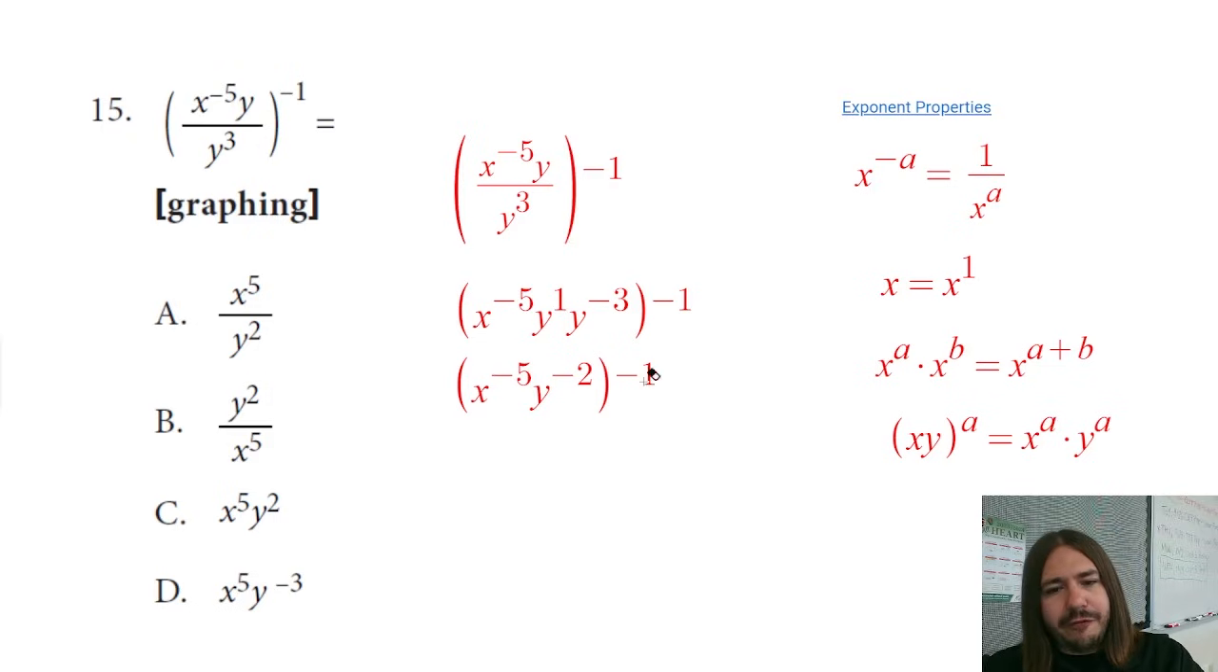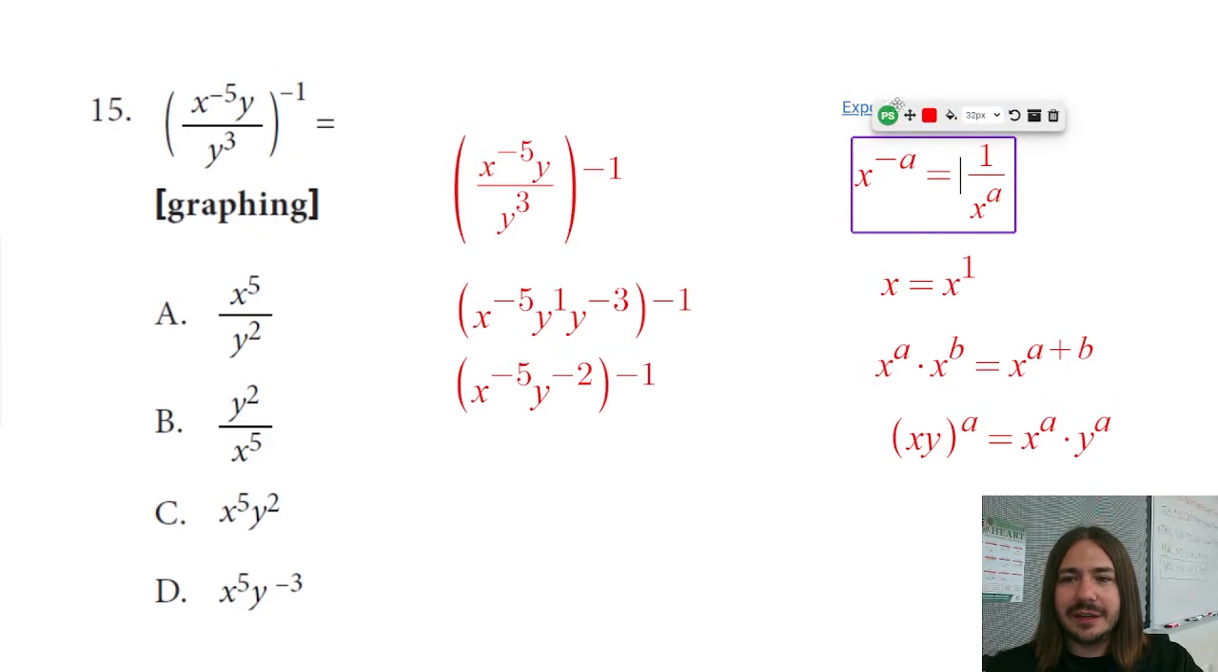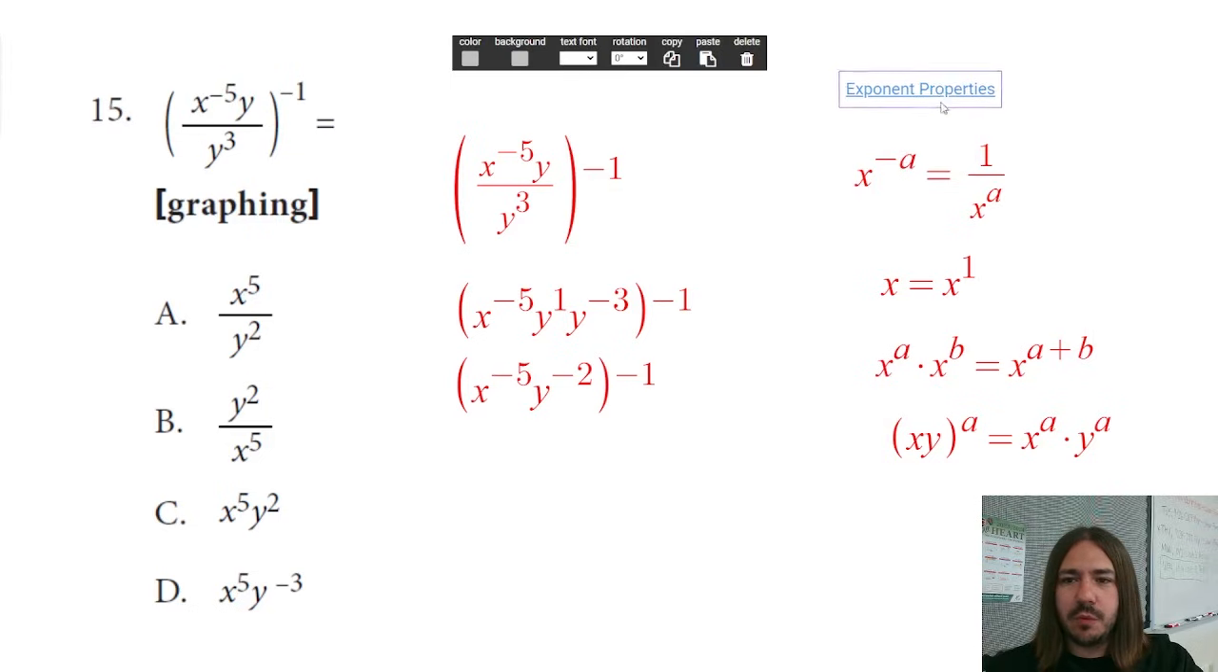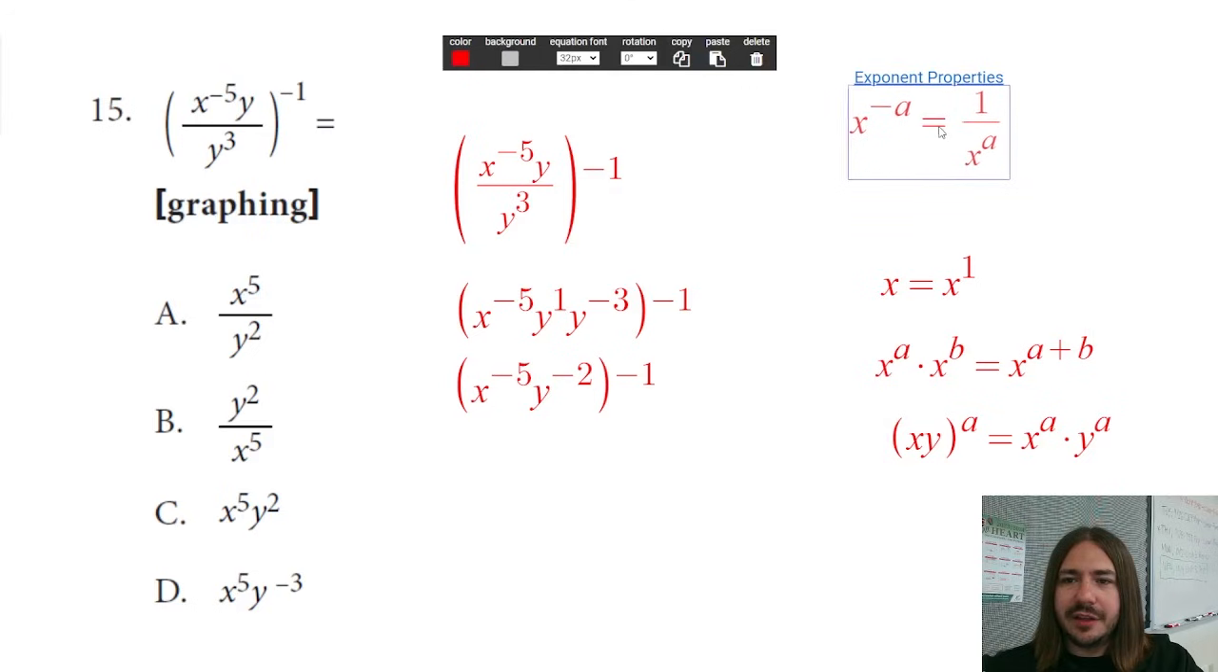Now, if I want to raise each of these to the negative first power, I basically want to distribute this negative 1 to both of these. I actually need to know another property, and I know this is getting kind of ridiculous with the number of properties I'm listing here, but I'd rather give you more information than not enough.